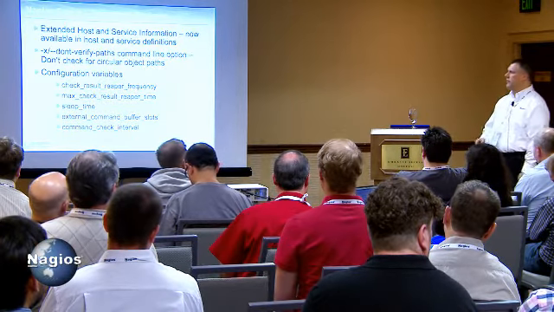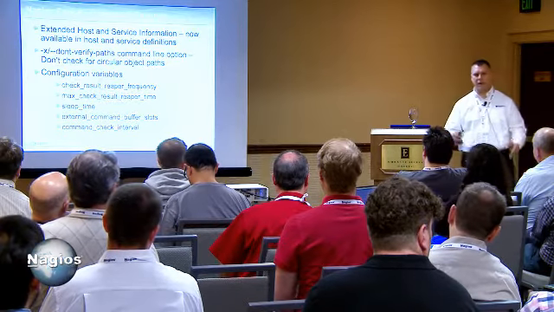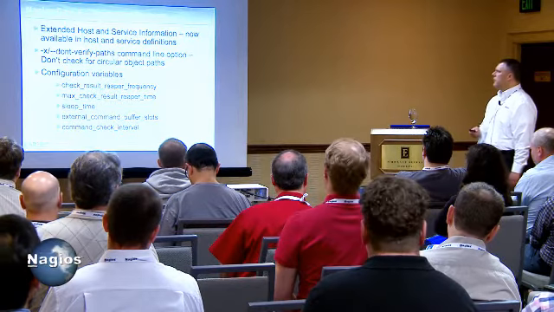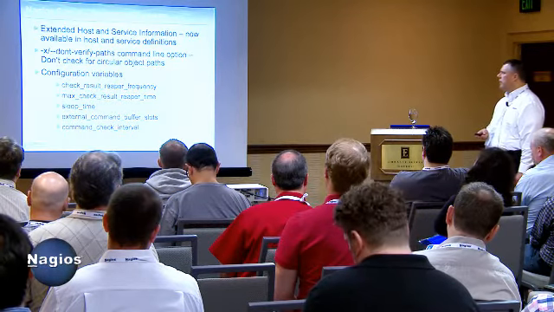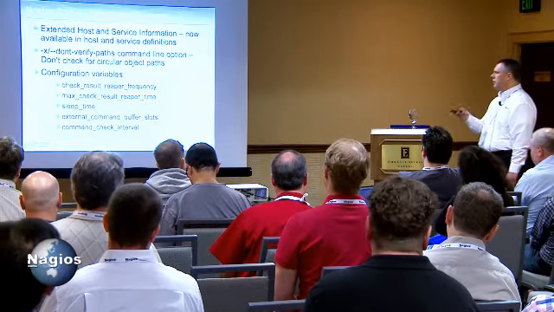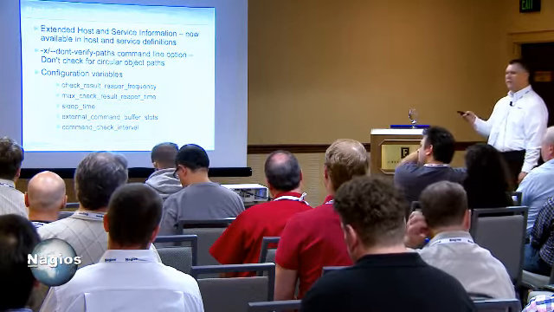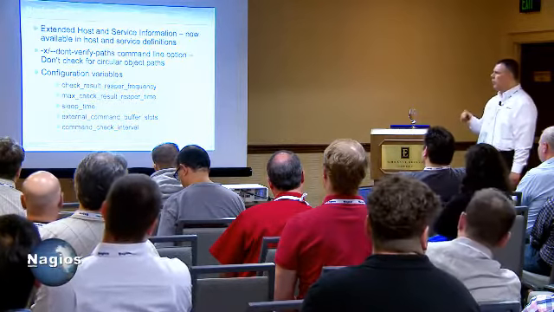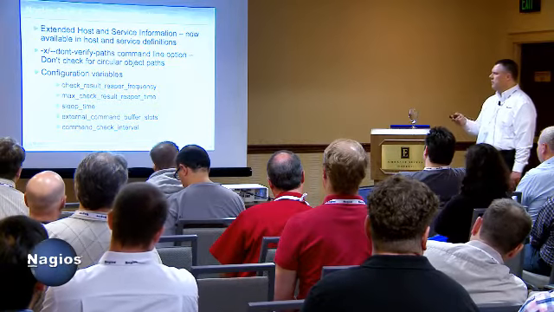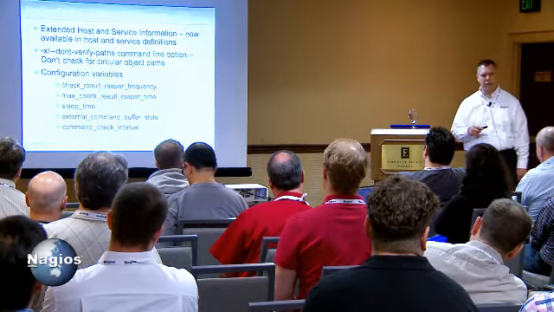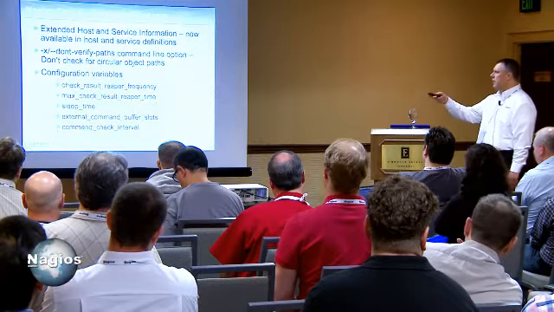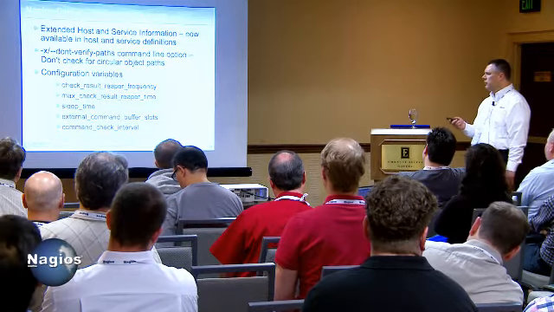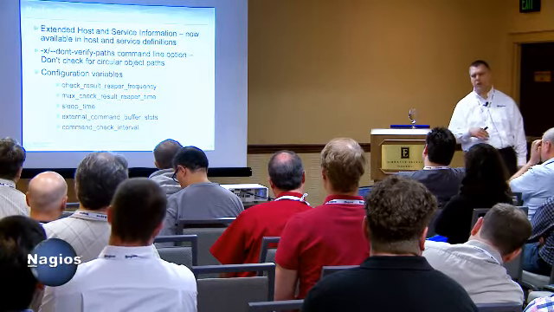So we figure 1.2 seconds is, for a system that size, a reasonable amount of time to wait. We've discussed some configuration variables that are now deprecated. We talked about the Reaper variables there. Sleep time, I'm trying to remember, I think is the amount of time that Core would force sleep between checks. Because checks are fed back immediately, that's no longer necessary. And the last two here are the external command buffer slots and command check interval. Those are related to processing external commands.